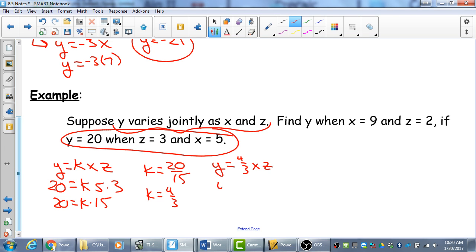Find y when x is 9 and z is 2. Well, we can do this. We can say 9 divided by 3 is 3. 4 times 3 is 12, times 2, 24.